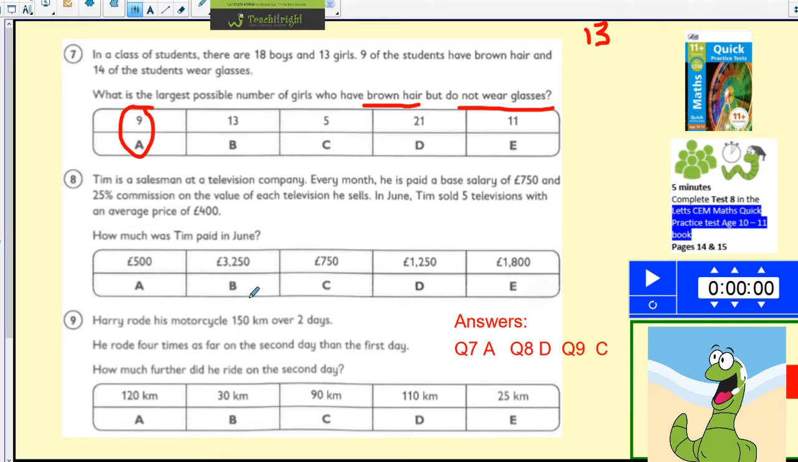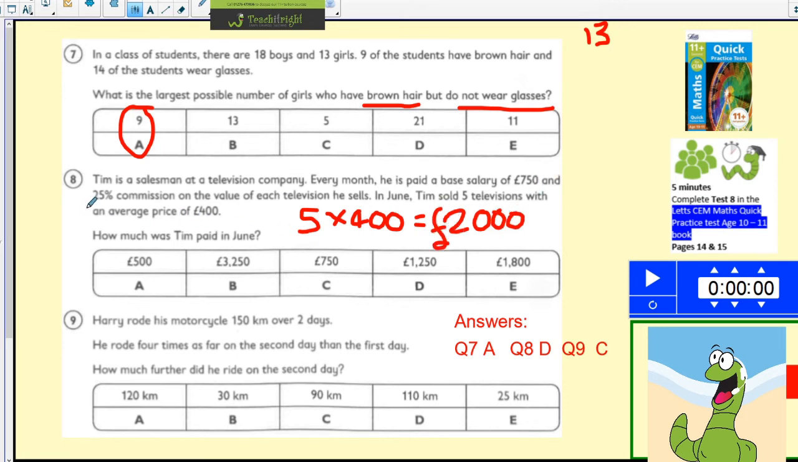So, Tim is a salesman at a television company. Every month he is paid a base salary of £750 with 25% commission on the value of each television that he sells. In June, he sells 5 televisions with an average price of £400. That means on average each one costs £400, which means he did 5 lots of 400 in total because he sold 5 of them, which is £2,000 worth of televisions, which is a pretty good effort.